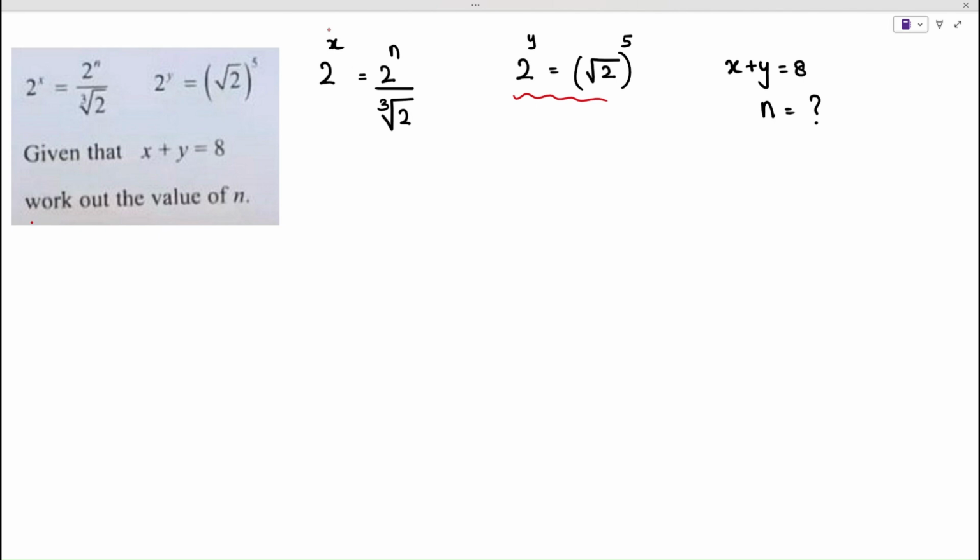2 to the power of x is equal to 2 to the power of n over the cube root of 2, and 2 to the power of y is equal to the square root of 2 to the power of 5. We're also given that x plus y is equal to 8. We're meant to work out the value of n.